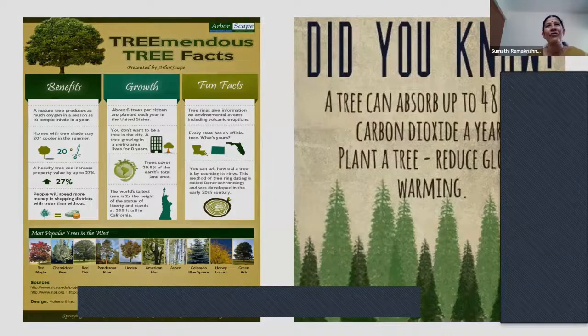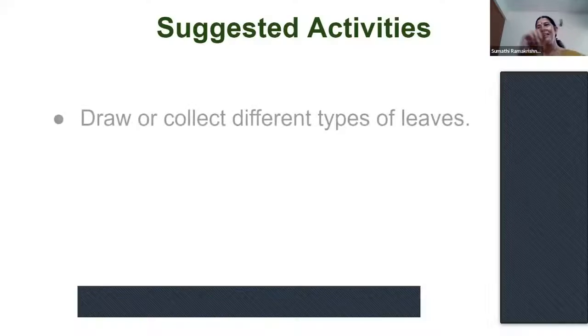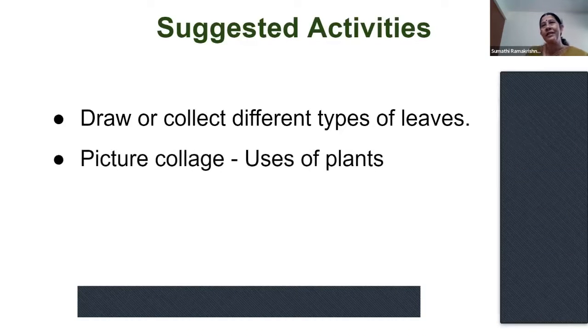Then again, some more facts. Now, see, the suggested activities, just for a rough idea I have mentioned: draw or collect different types of leaves. You can have a picture collage of the uses of plants. Any collage you can have. You can even have a collage of leaves, the uses of plants, or medicinal plants. The idea is to have a collage. The topic is up to you.